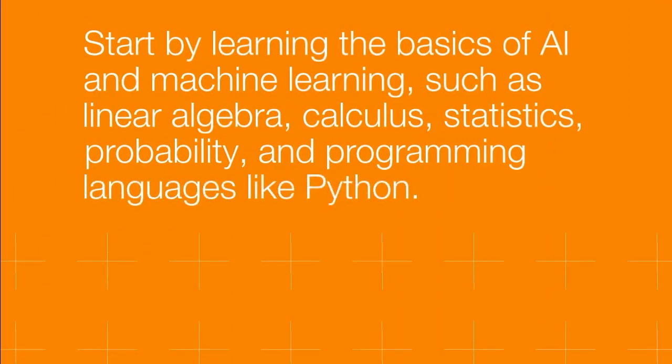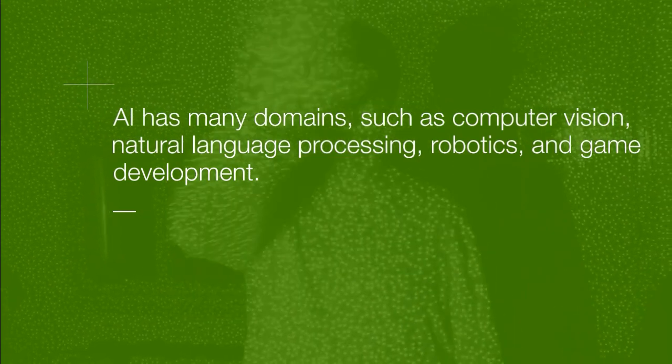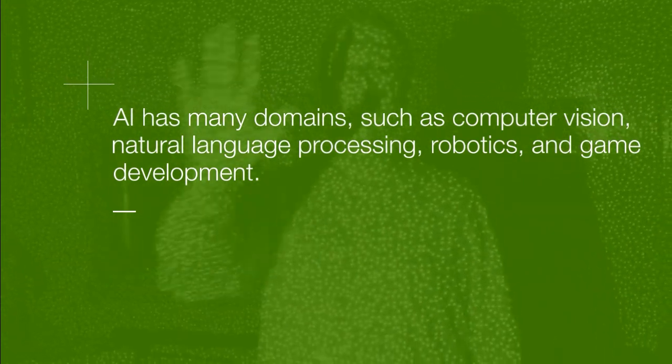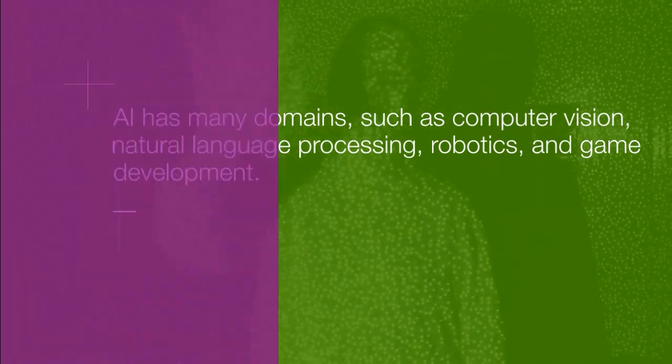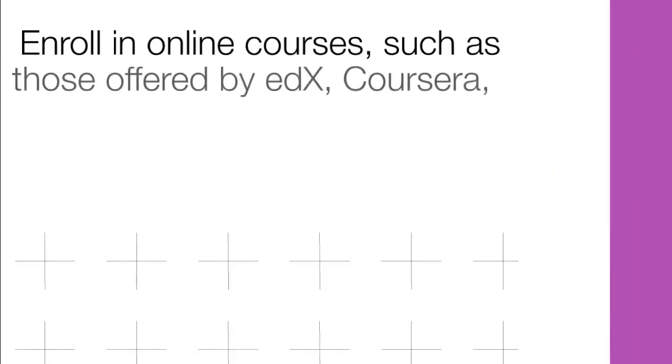Start by learning the basics of AI and machine learning, including linear algebra, calculus, statistics, probability, and programming languages like Python. AI has many domains, including computer vision, natural language processing, robotics, and game development. Choose a domain that interests you and start exploring.